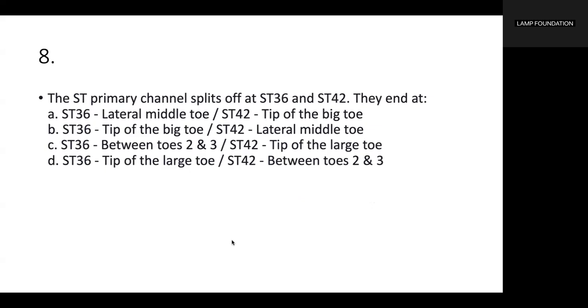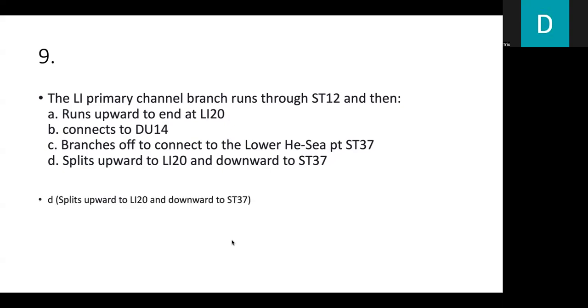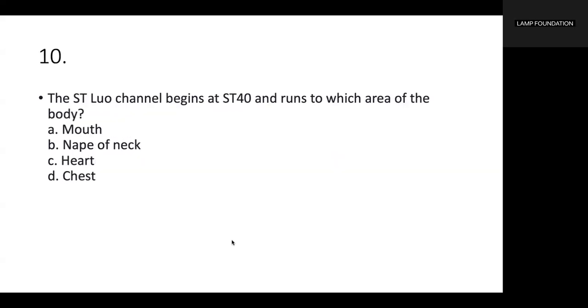Where does it end? It ends at letter A, stomach 36, the lateral middle toe, and stomach 42, the tip of the big toe. The large intestine primary channel branch runs through stomach 12, and then where does it go? Letter D, splits upward to LI20 and downward to stomach 37. All right. Number 10. Now let's talk about the Luo connecting channel.